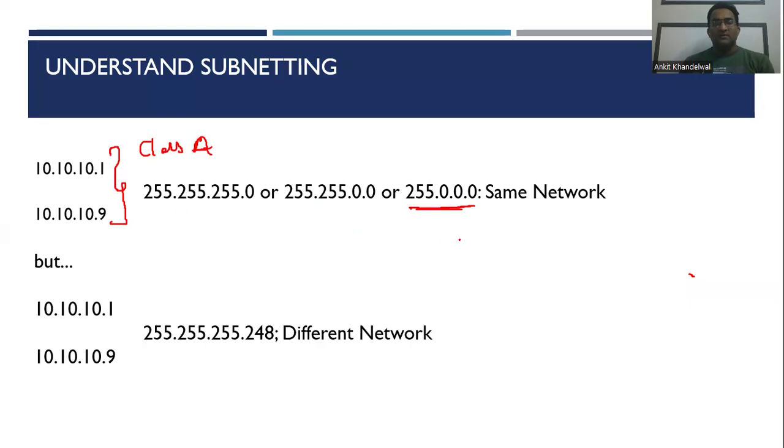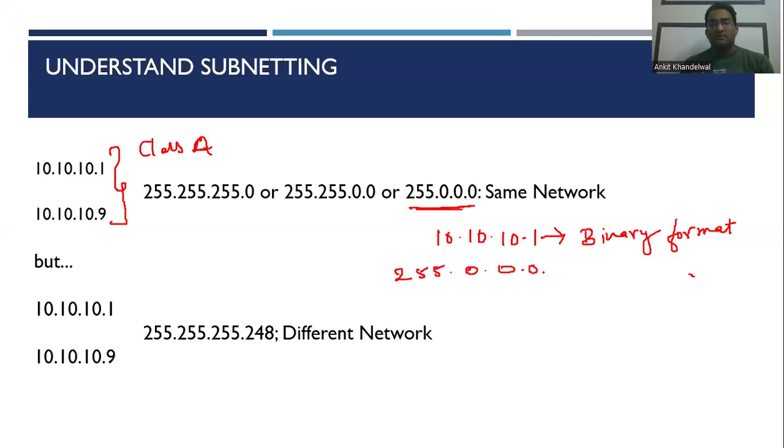Now, in my previous lecture, I told you how to find the network by using the subnet mask. The IP address which has been provided to us, 10.10.10.1, we will first convert into binary format. Similarly, if we are using the default subnet mask for class A, which is 255.0.0.0, again we will convert it into binary format.